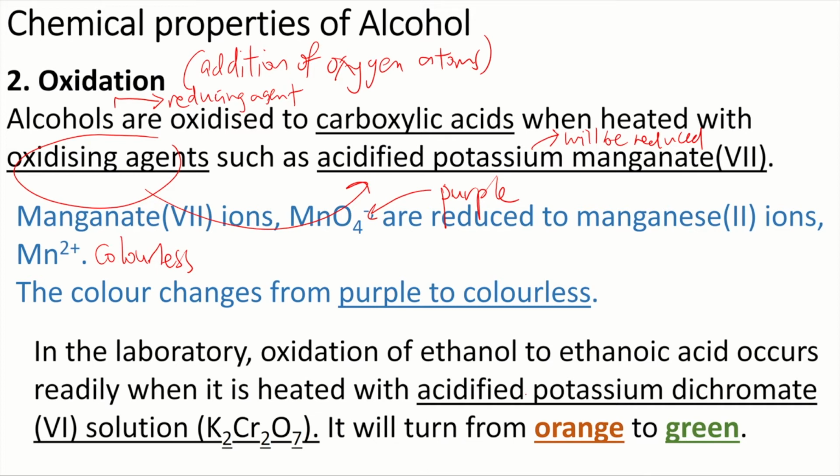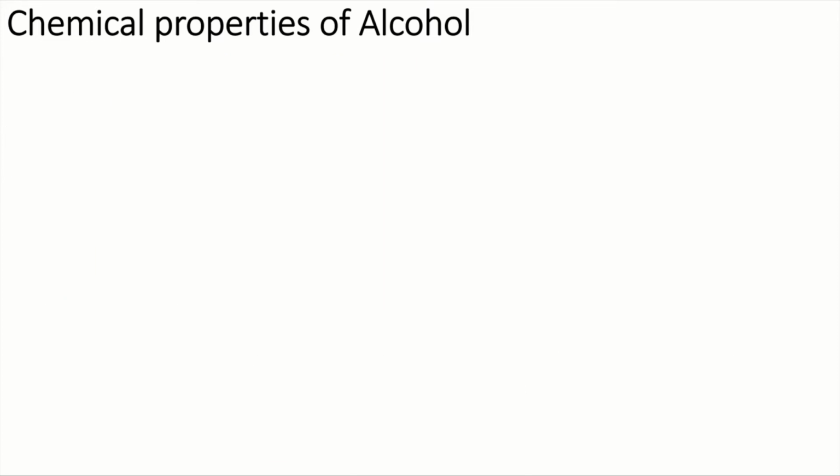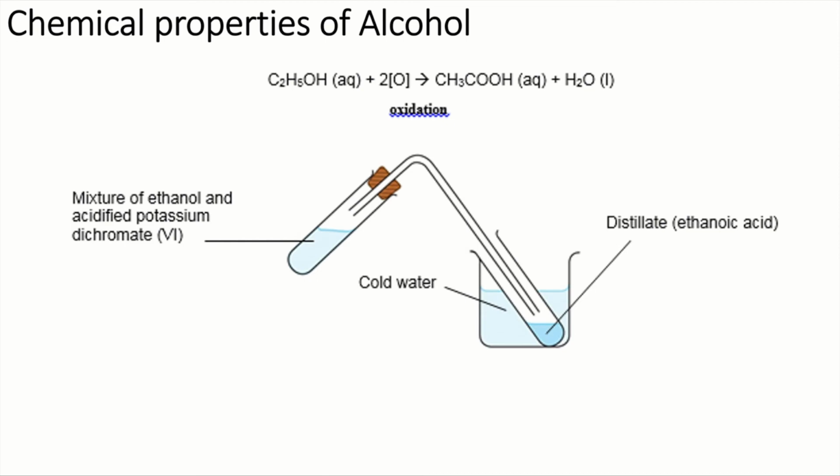To oxidize, the oxidizing agent is called acidified potassium dichromate solution. Do I need to remember this? No need. Once you see acidified potassium dichromate or acidified potassium manganate, these two are oxidizing agents. The color will change from orange to green. Dichromate goes from orange to green. Please write it inside your notes.